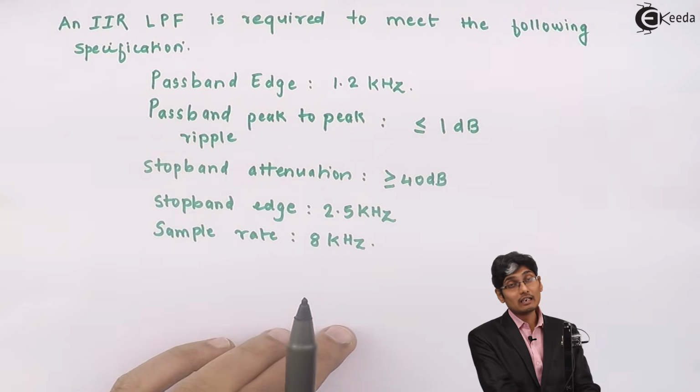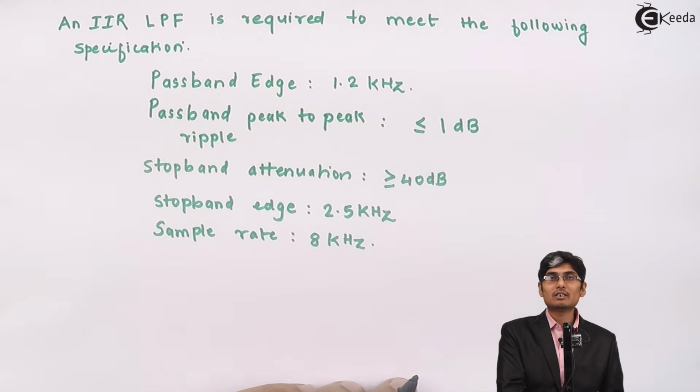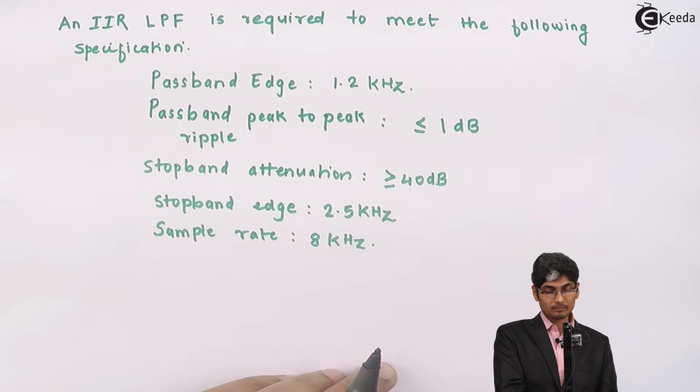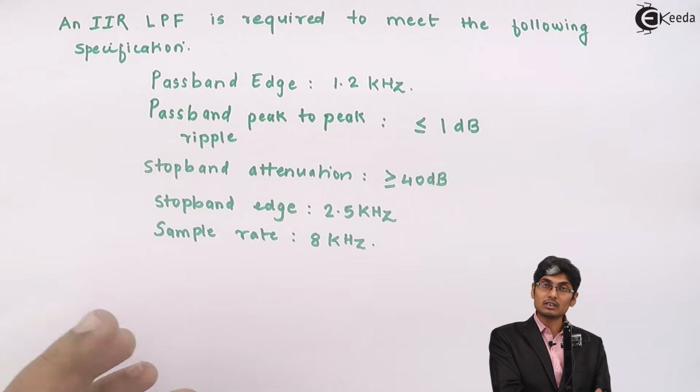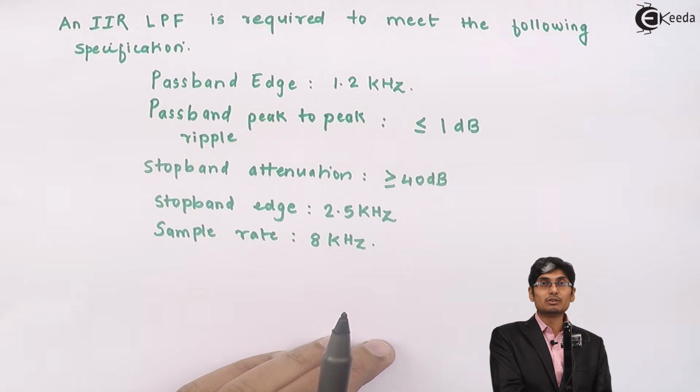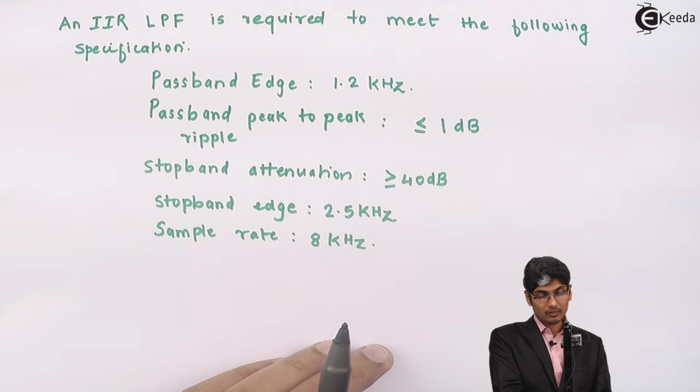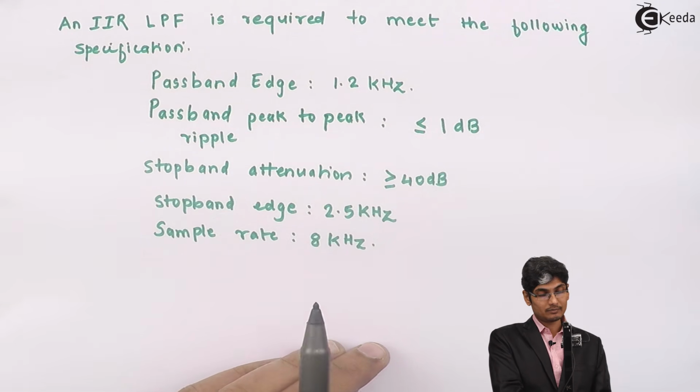Hi friends, let us see another type of Butterworth filter design problem. In this problem, the characteristics are given in terms of decibel units. So there are some changes in the regular procedure of solving the Butterworth filters with decibel units characteristics. Let us see what the problem is.